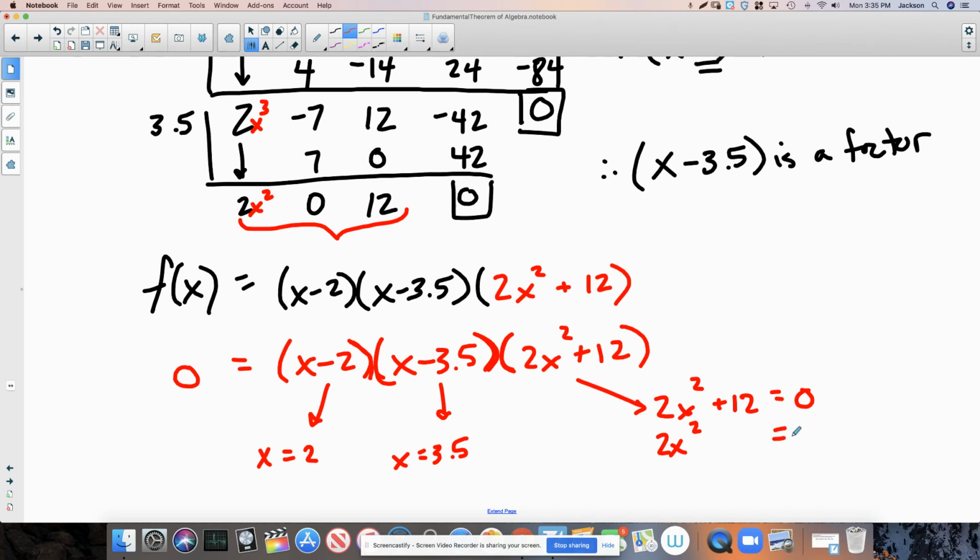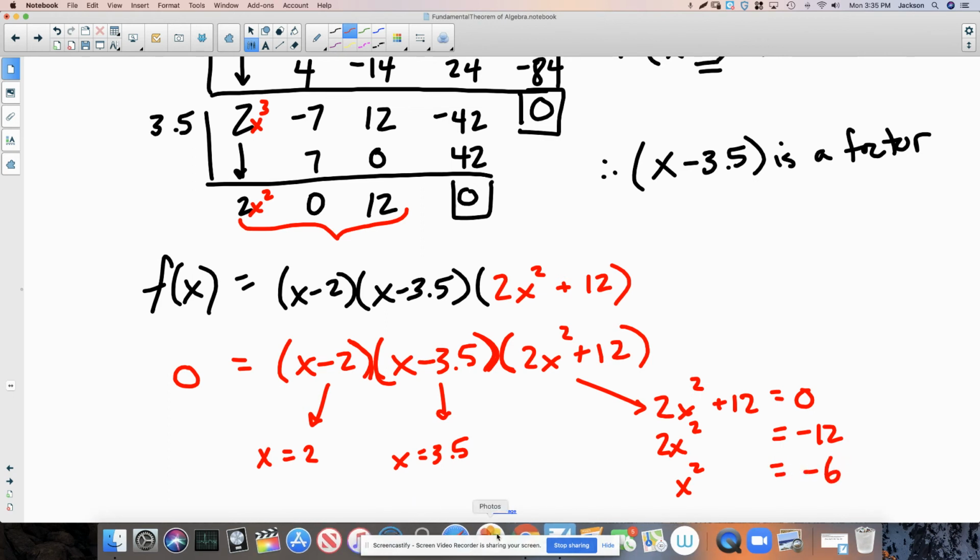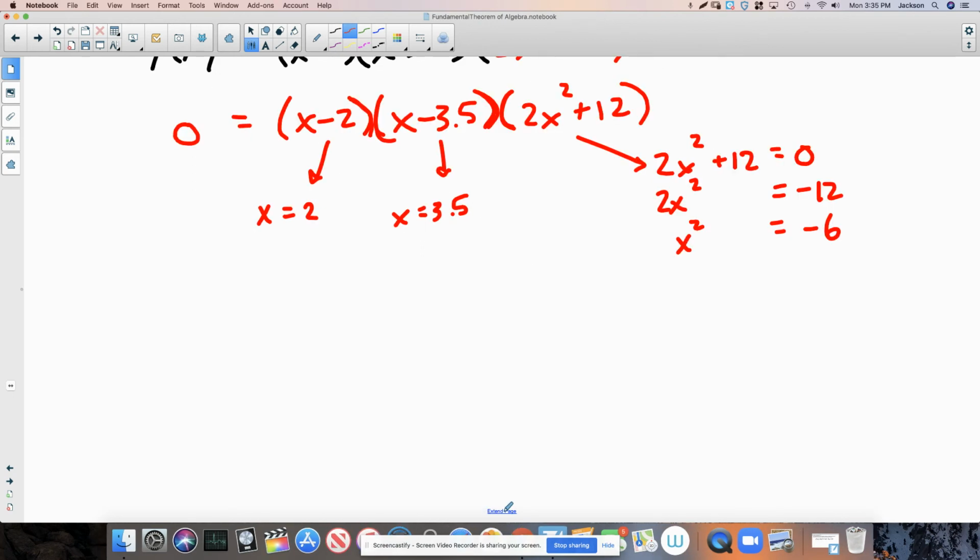Subtract the 12 from both sides. Then divide both sides by 2. We get x squared equals negative 6. And because we've expanded our point of view to involve complex and imaginary numbers now, when I take the square root of this and the square root of this to get x by itself, I get x equals the square root, positive and negative. Remember, when we take the square root, we include both. The square root of negative 6.